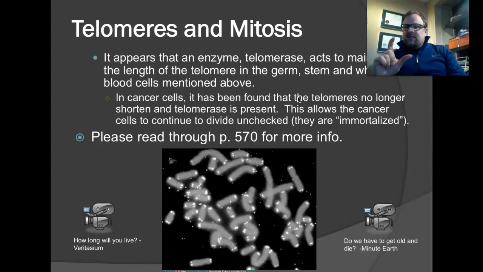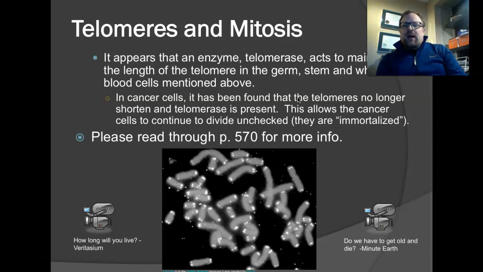Now, notice that I said it appears. It appears that an enzyme called telomerase acts to maintain the length of the telomere in the germ, stem, and blood cells mentioned above. Meaning that those stem cells, those gametes, and the white blood cells don't shorten. What's really cool about this, I think, and terrifying in some ways, is that cancer cells seem to have found a way to no longer shorten their telomeres. And we've found that telomerase is present.